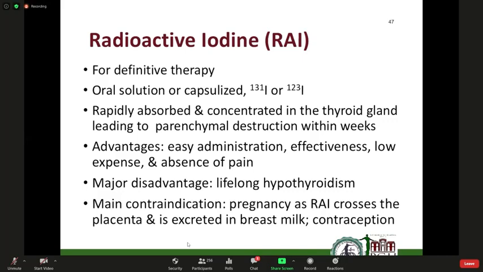Okay, finally, for radioactive iodine, you will encounter this when you rotate. They're given for definitive therapy of people with hyperthyroidism from Graves, for example, or from functioning adenomas. They're orally given as solution or capsulized. These are the two radioisotopes, iodine-131 and iodine-123. Their advantage is that they're easy to administer. They're done on an outpatient basis. They're not that cheap, but they're lower expense compared to, let's say, surgery. And it's done on an outpatient basis, but the major disadvantage really is lifelong hypothyroidism.